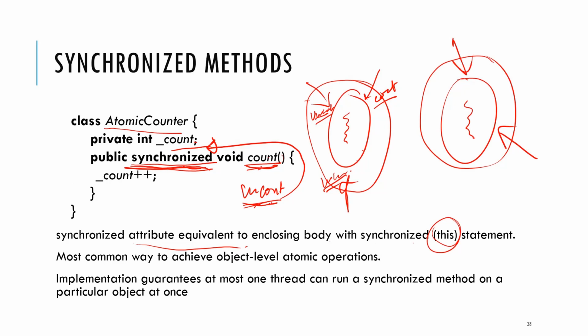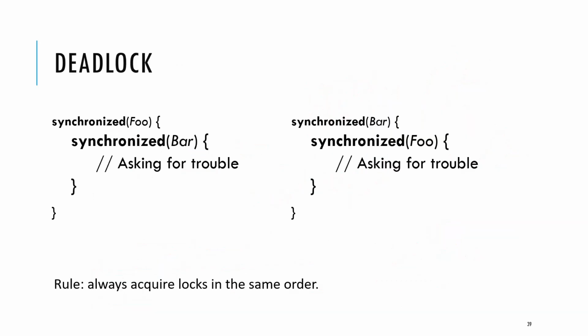Nevertheless, if it's only one method, then the most common way to achieve object-level atomic operations is to use synchronized on the function right away. Once again, this only works if this function is independent of any other function inside the same class, and then the implementation guarantees that at most one thread can run a synchronized method on a particular object at once. Once again, nothing prevents them from accessing another method, whether it's synchronized or not. But we have to be careful. We will discuss multiple properties of parallel algorithms later on.